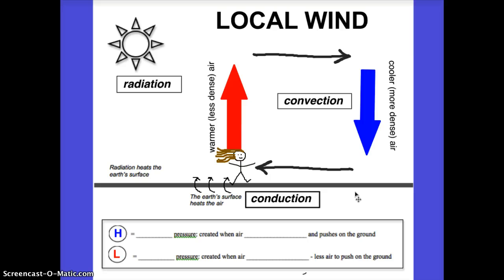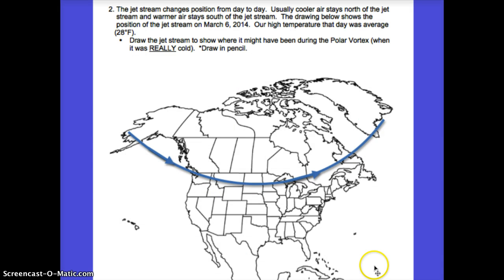So your questions. Minneapolis is at about 45 degrees north latitude. We are in the westerlies. And then the last question had to do with the position of the jet stream. This is actually where the jet stream was on March 6, 2014. So we were sitting right in between the colder Canadian air and the warmer southern air here.